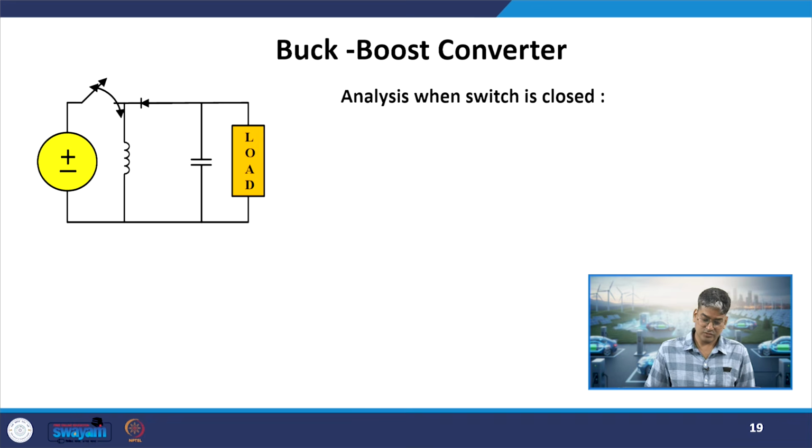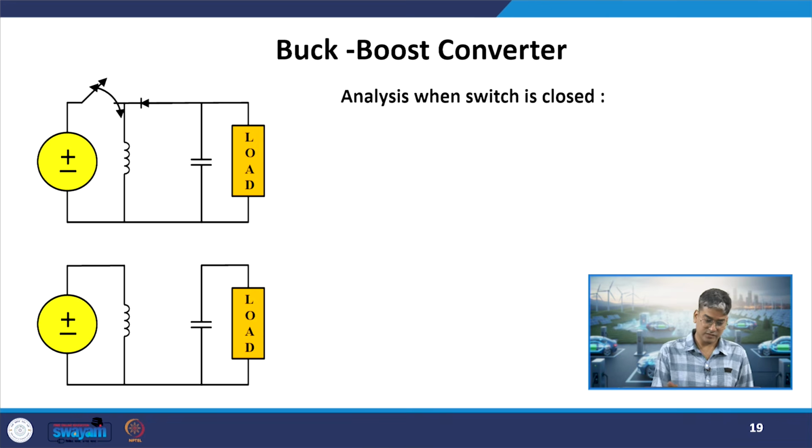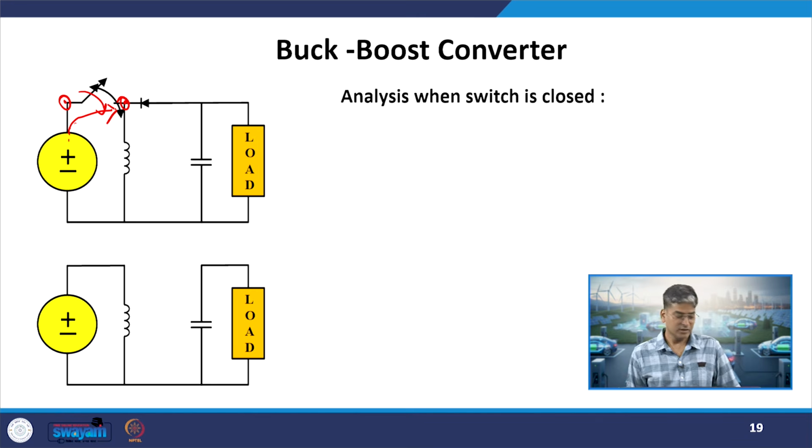When the switch is closed, what will happen to this converter? When I close the switch, can my diode conduct now? The diode is getting connected to the positive of the supply. When the switch is closed, I can assume this point is as good as connected to this point because we are considering the switch to be ideal. So, the negative terminal of the diode is connected to the positive of the supply.